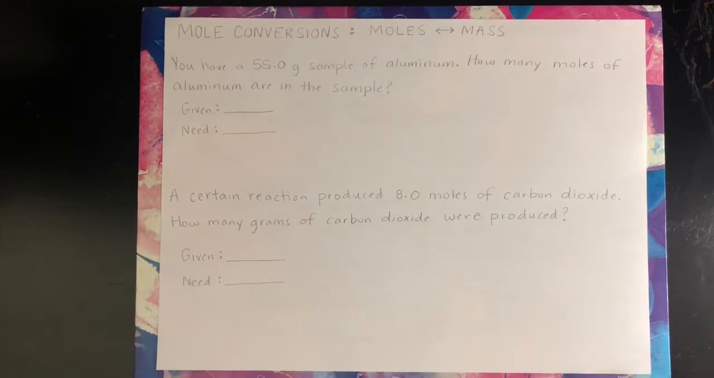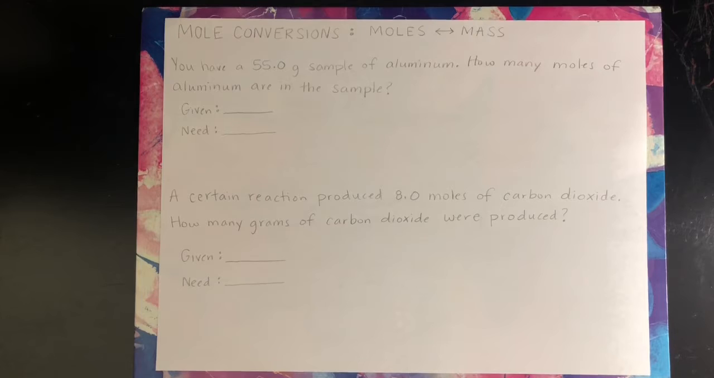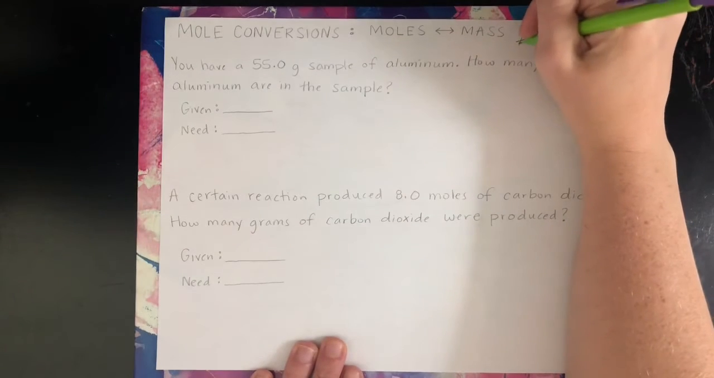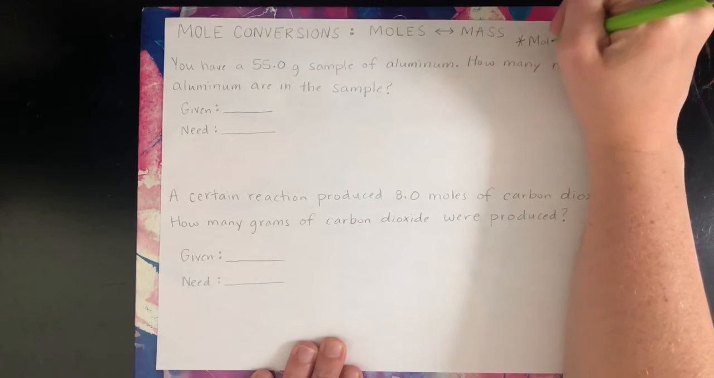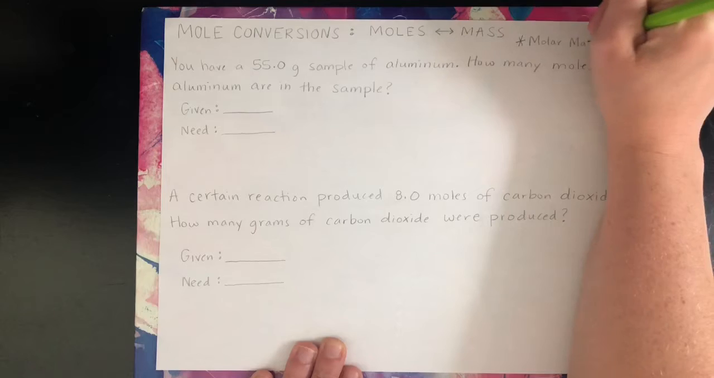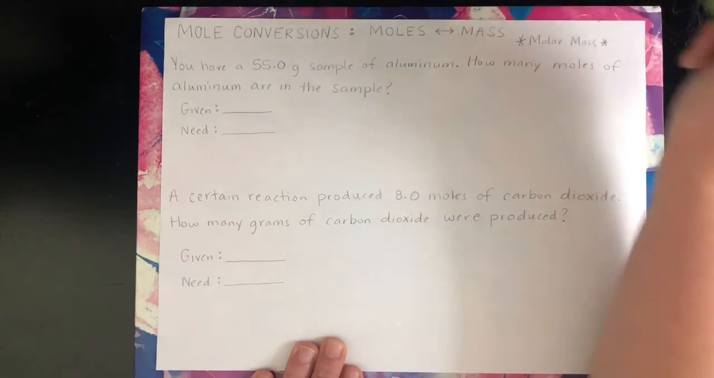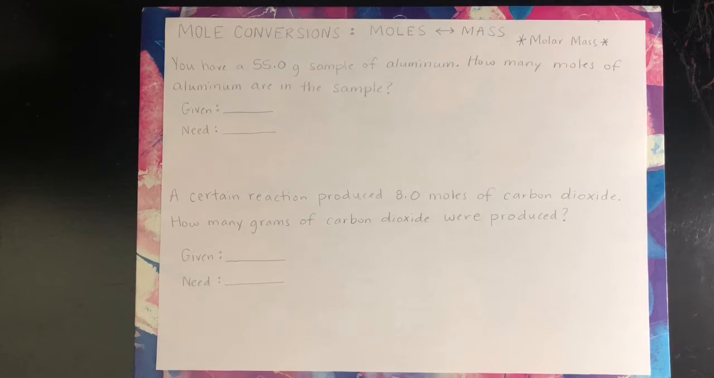We are going to continue our lesson with mole conversions, but now we're doing conversions between moles and mass. So when you hear moles and mass, I want you to just go ahead and automatically think about molar mass. Molar mass is a concept that we learned. I went over it in another video, and it allows us to convert between moles of a substance and mass of that same substance. So our first example, you have a 55 gram sample of aluminum.